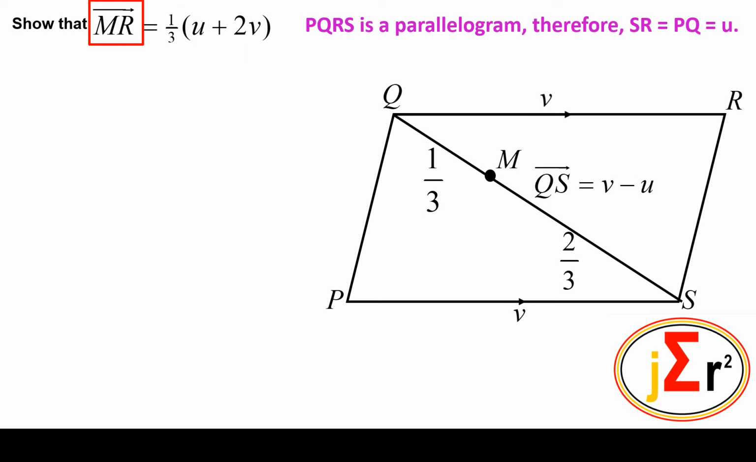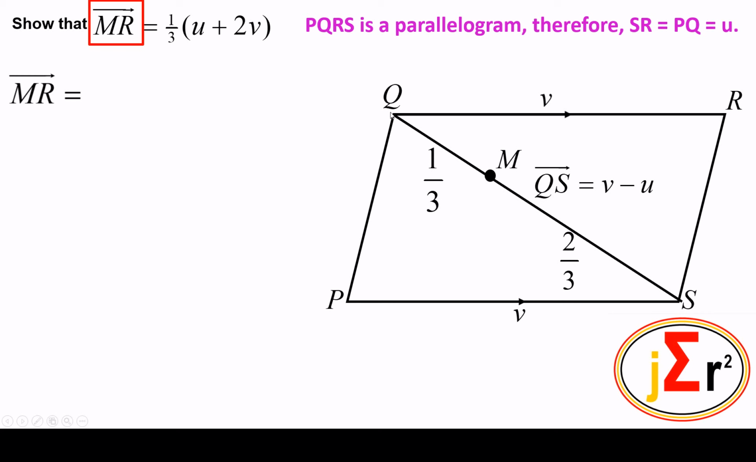MR is what we are about to express in the required form. We are now going from M to Q and then from Q to R. And we see that this entire line segment is divided into 1/3 and 2/3.